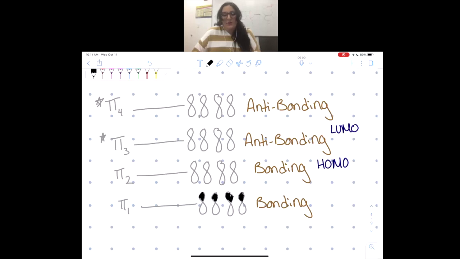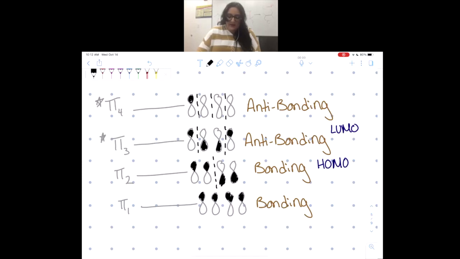Every time we go up an energy level, we add a node. So in level 2, we will have 1 node, and at the node is when you flip sides. So bam, node equals flip. And in the 3rd energy level, we are going to have 2 nodes, like so. So we have up, down, down, up. And in the last one, we have a node between each orbital. So we have up, down, up, down.